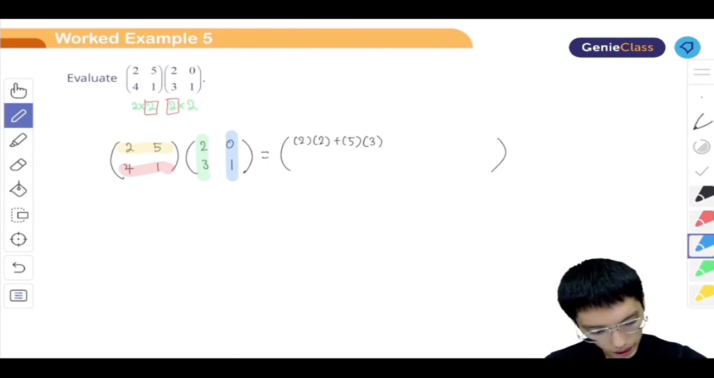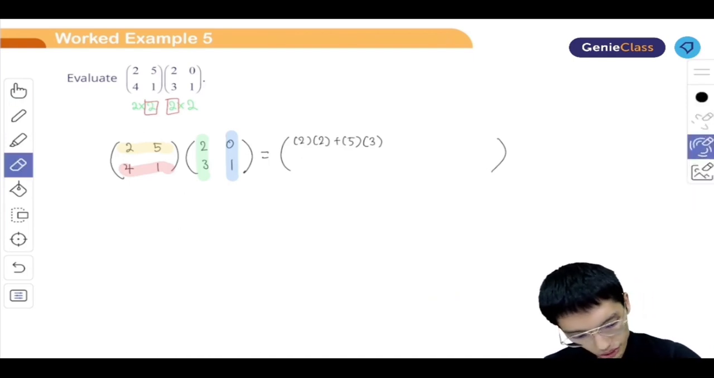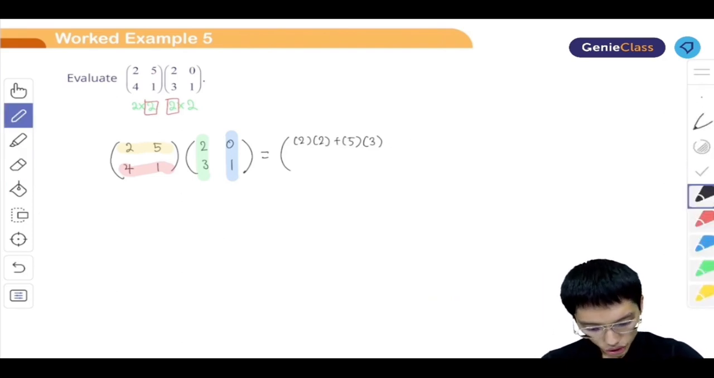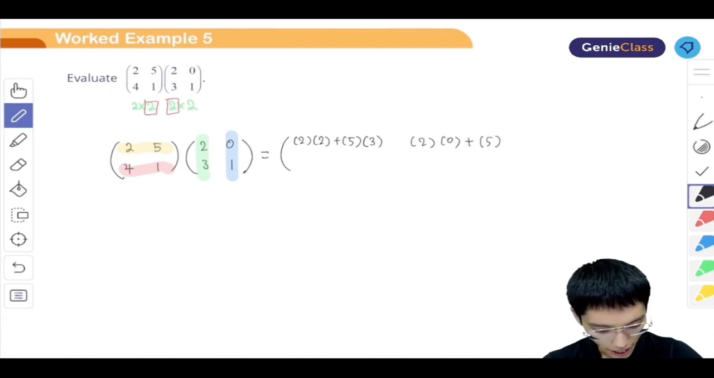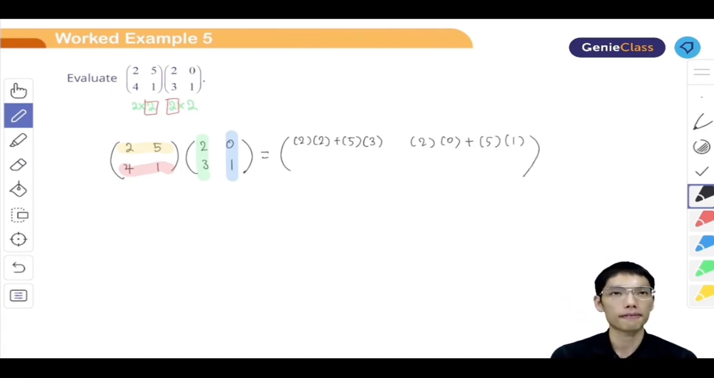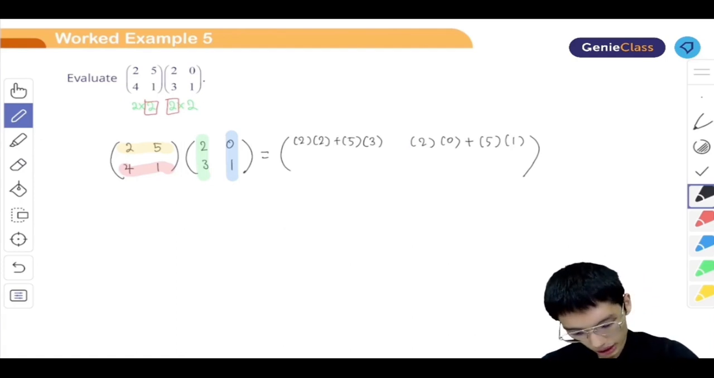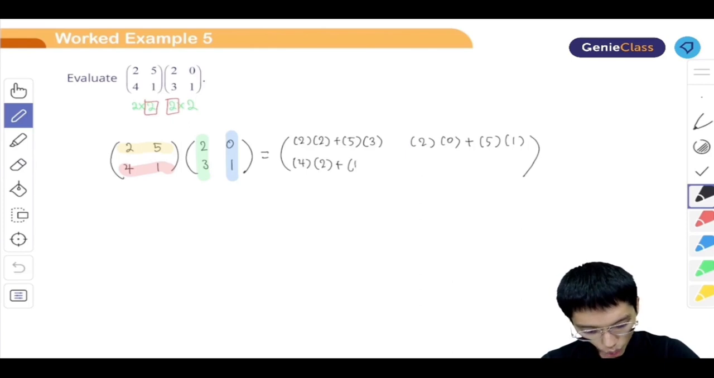Yellow with blue, what are you going to get? Yellow with blue, you are going to get, I think my handwriting will extend. Let me write it out first. You're going to get 2 by 0 plus 5 times 1, sorry, not 5 by 1. Okay, third one, following the order, you're going to have 4 by 2 plus 1 times 3.